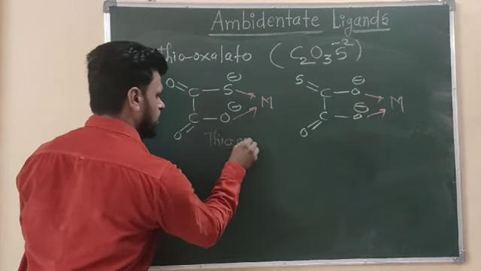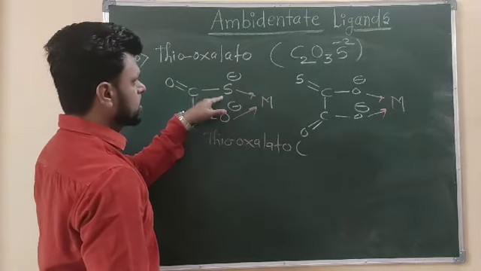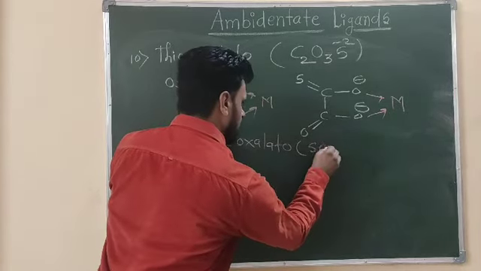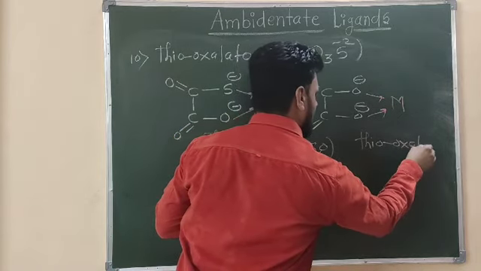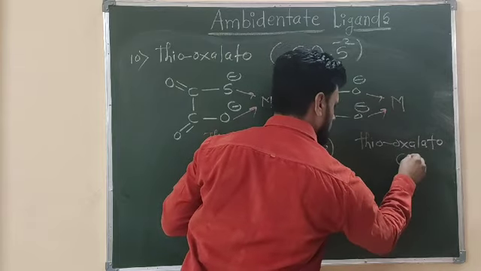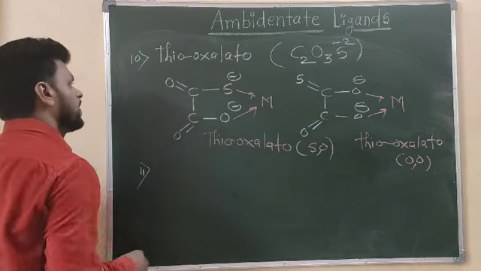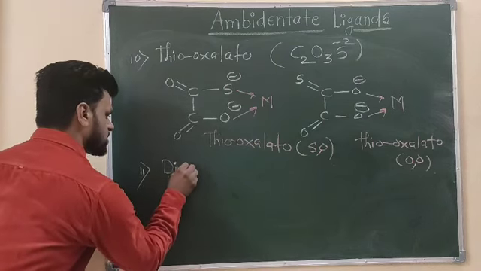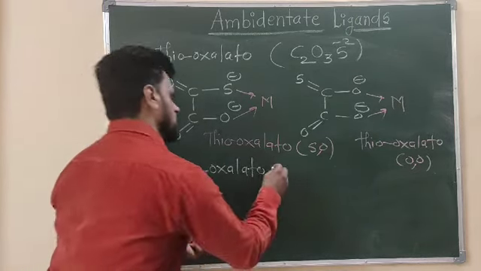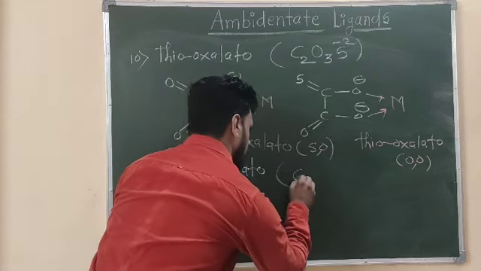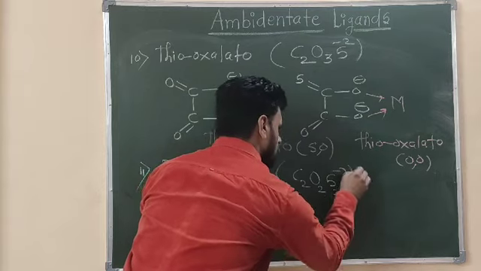You can remember that thiooxalato, in brackets you have to mention the name of the atom it is binding to. So we have sulfur here and oxygen. Next we have thiooxalato with both oxygen and oxygen. The next and the last example we have is dithiooxalato, right? And the structural formula is C2O2S2 2-.